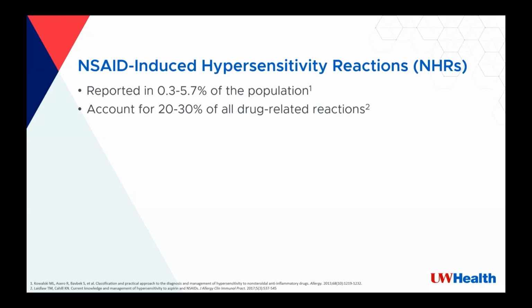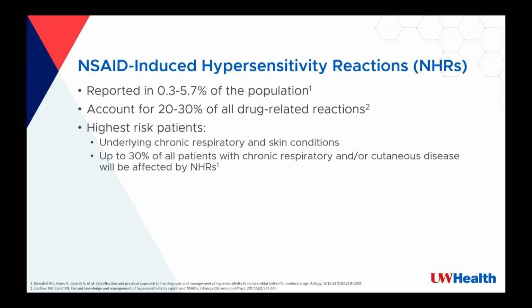NHRs are thought to account for 20 to 30% of all drug-related reactions, placing them just behind antibiotic-associated reactions. So these are definitely seen in patients, and a reason for us as pharmacists of why we need to be familiar with them. Our highest risk patients are those with underlying chronic respiratory or skin conditions, and up to 30% of these patients will be affected by NHRs.